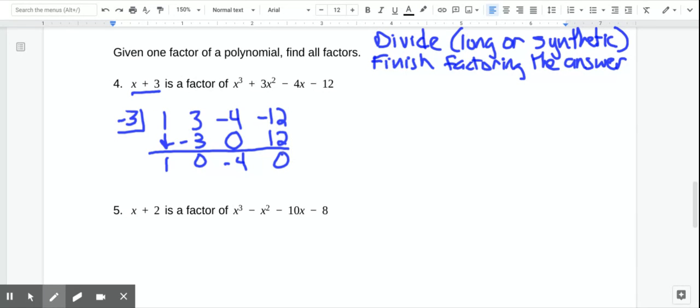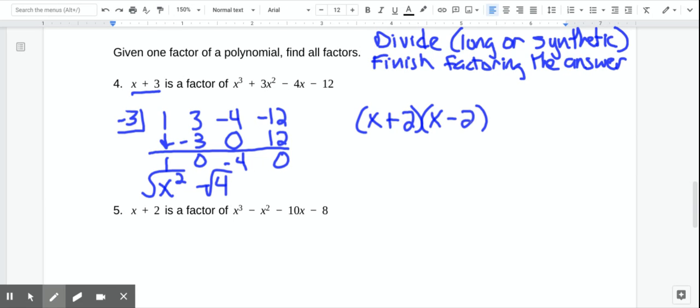So our depressed polynomial, we started with an x cubed, so this is going to be 1x squared plus 0x minus 4. And then we want to finish factoring that. So that's a difference of squares. That's going to factor into an x plus and an x minus square roots, and we get 2. So x plus 2, x minus 2.